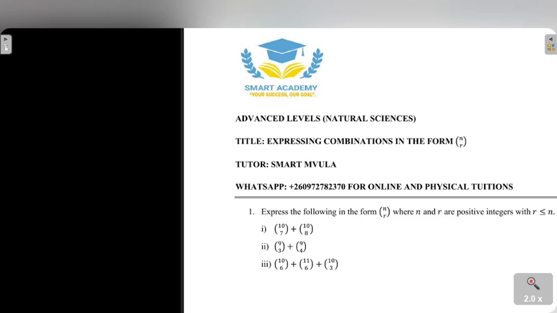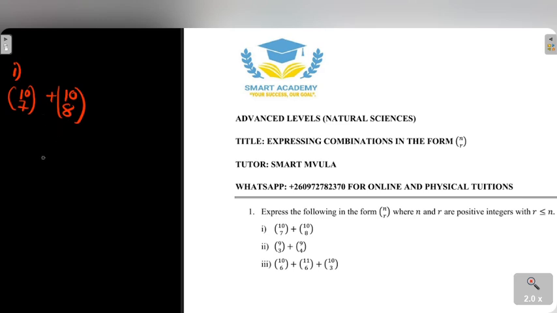Okay, so we have our part 1. We have 10 combine 7 plus 10 combine 8 there. So that's what we have. How do we express these two combinations in the form n combine r?